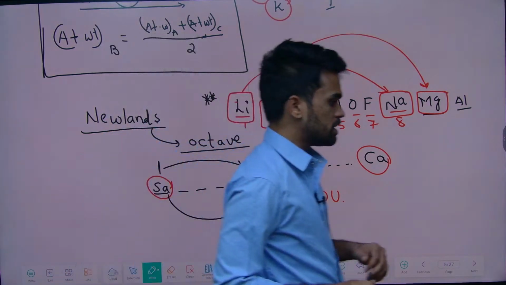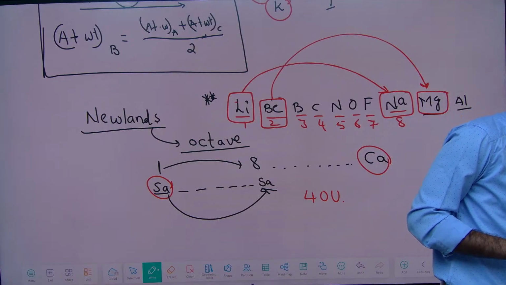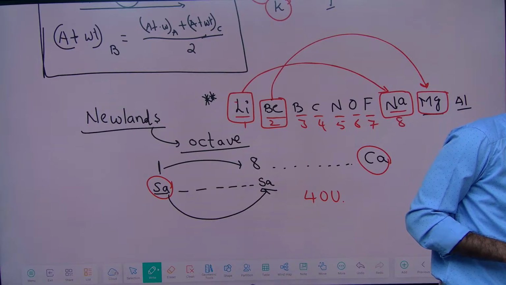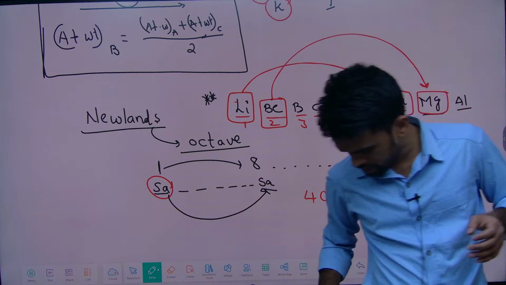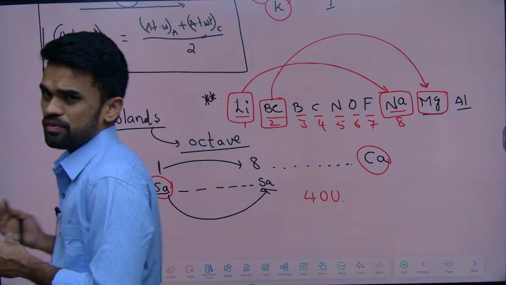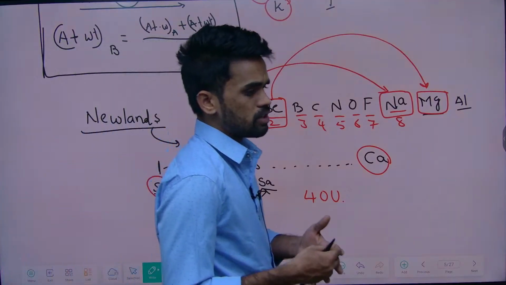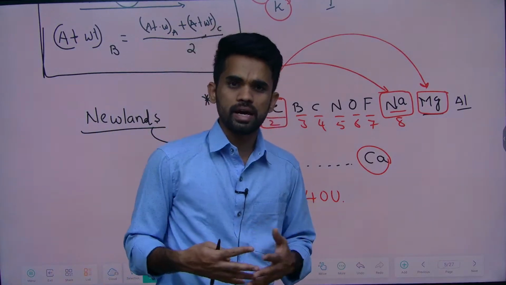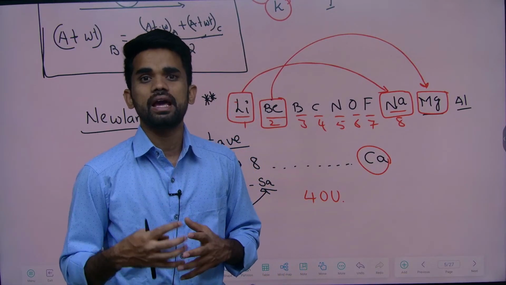Like this we have the second one also, Newland's law of octaves, but this also failed. So after this we have Lothar Meyer curves. Okay, so Lothar Meyer curves we have. Next, the Mendeleev periodic table we have.